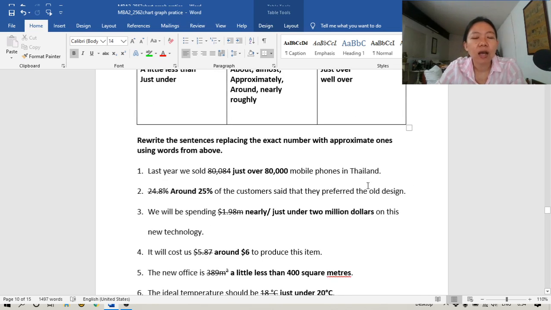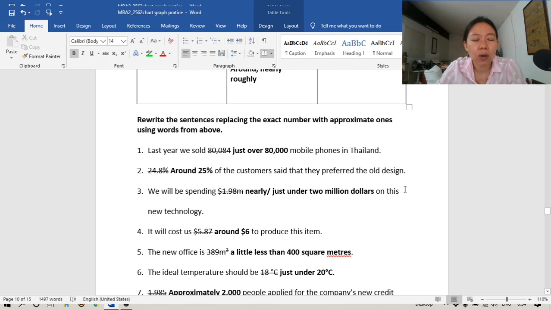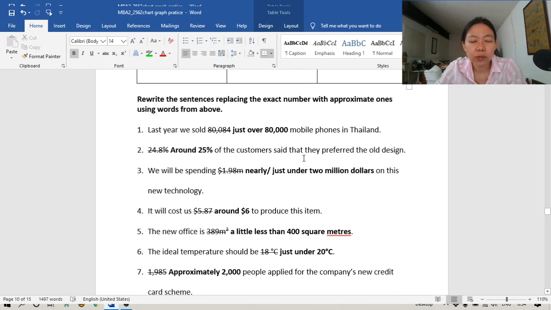And next, I have asked you to rewrite the sentences replacing the exact number with an approximate one. So here, this is a possible answer. You don't have to use the same as me. Okay, so the original sentence said, last year we sold 80,084 mobile phones in Thailand. So if you use the approximate number, we will use something like, last year we sold just over 80,000 mobile phones in Thailand.